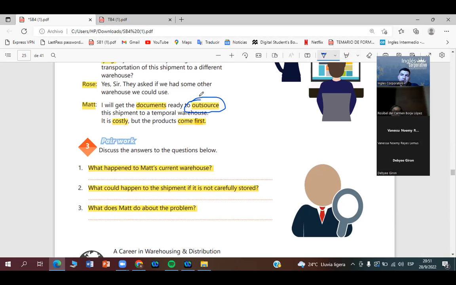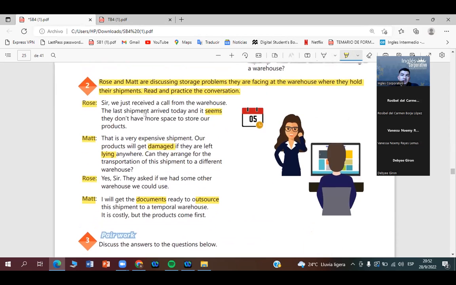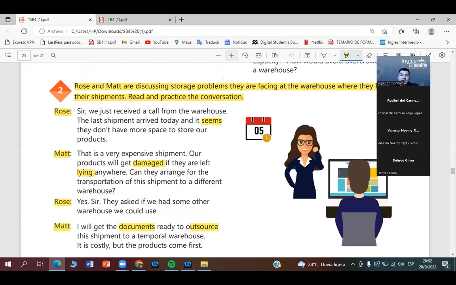Okay, when we talk about outsourcing, it's about looking for another warehouse, but you're going to pay, of course, right? In order to save your products. In the end, it is costly, right? So it means you have to pay extra money. But the product comes first. That's why you're going to pay another warehouse, because you're taking care of the products, right? Yes, Vanessa, did you want to say something? No, no. Okay, very nice. So this conversation is about a situation in a warehouse.